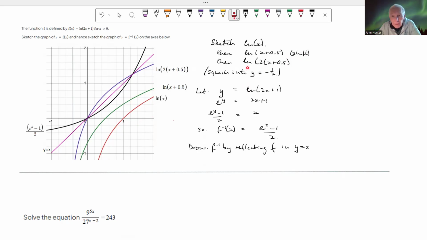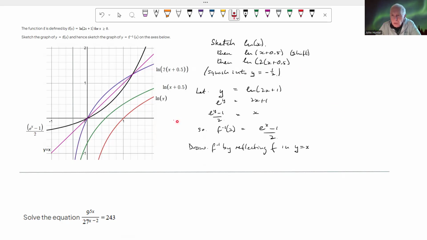And then if we squash it by half as a result of this 2, then we're going to end up with this blue curve here coming down here.